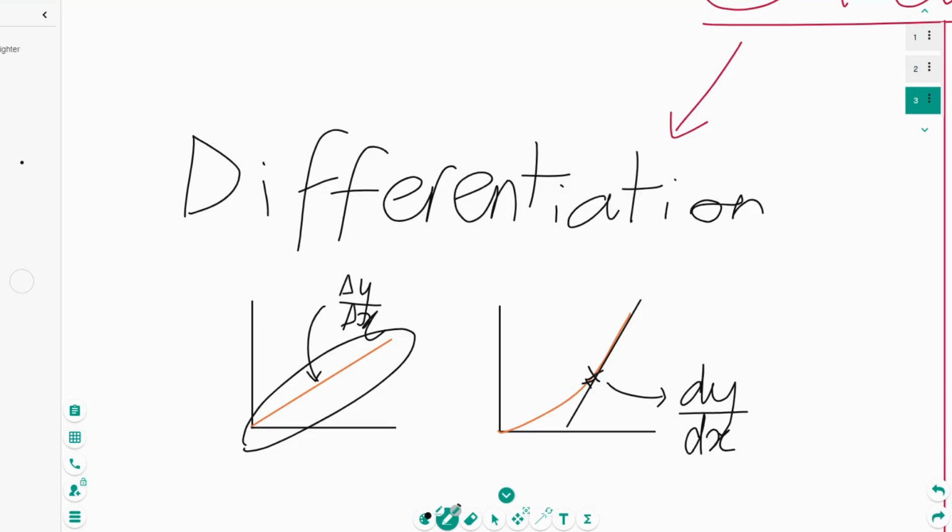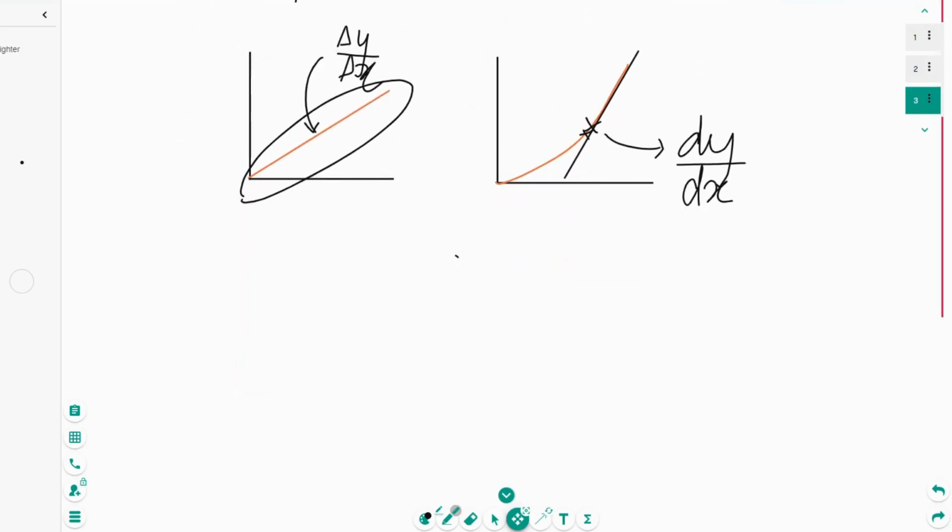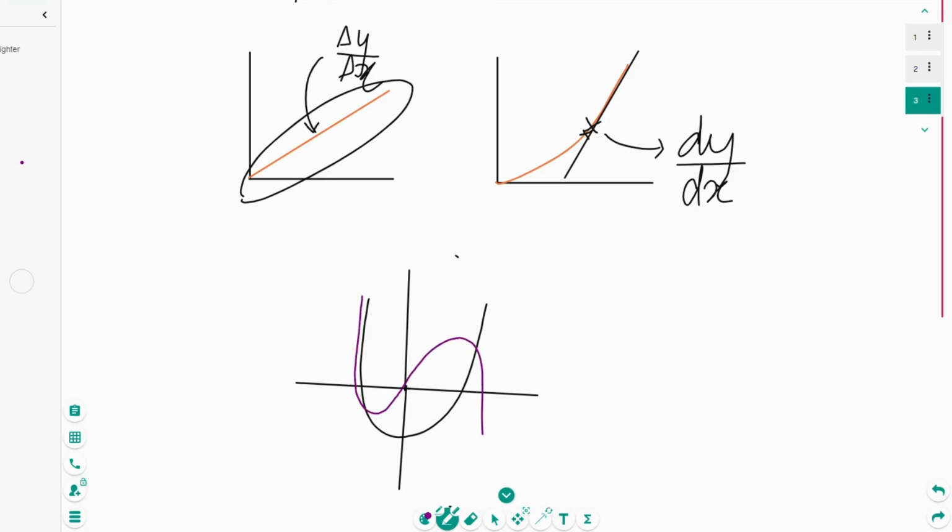So if you've learned about quadratics, you would know that the graph for quadratics probably looks something like, it's a rough sketch, something like this. And if you've learned a cubic, then you would know that a cubic probably looks something like this.